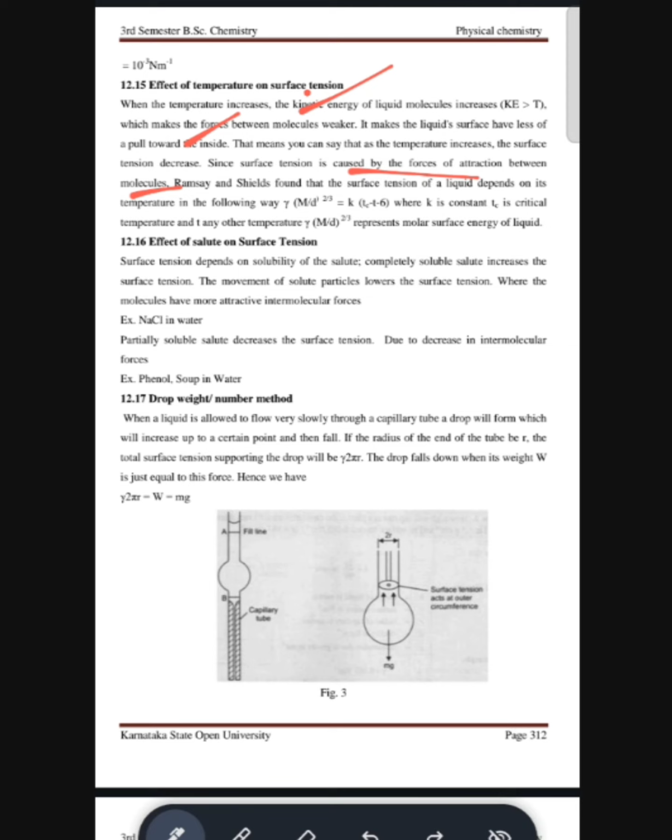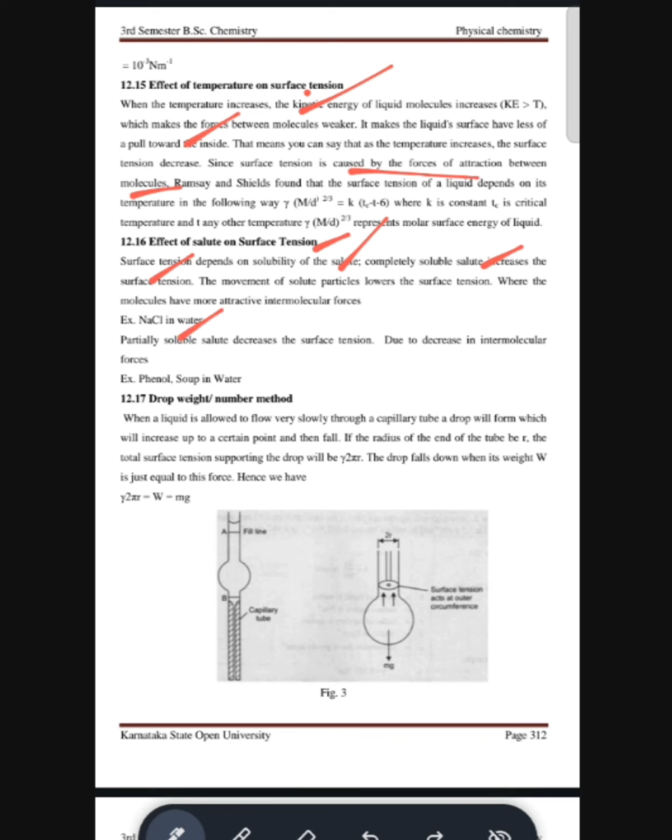The effect of solute on surface tension. Surface tension depends on the solubility of the solute. A completely soluble solute increases the surface tension. With a partially soluble solute, surface tension will be less, where the molecules have more attractive intermolecular force.